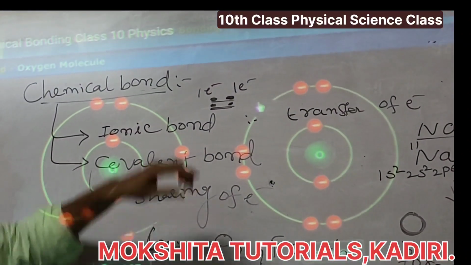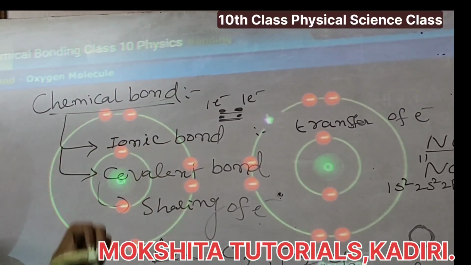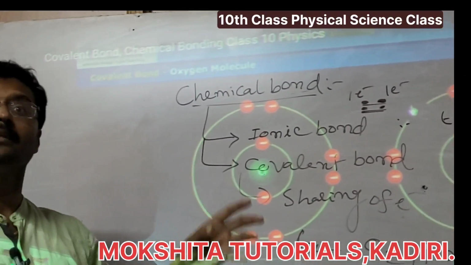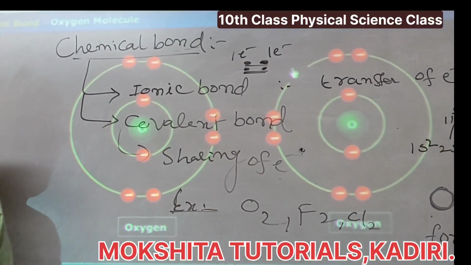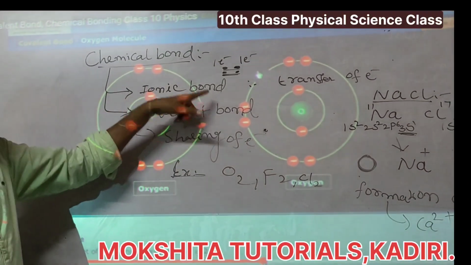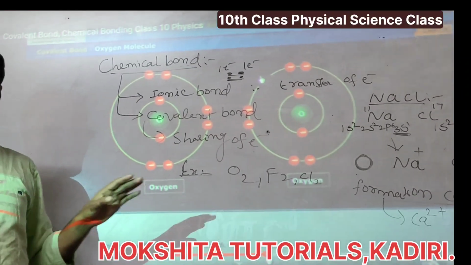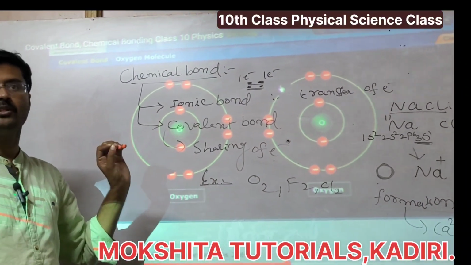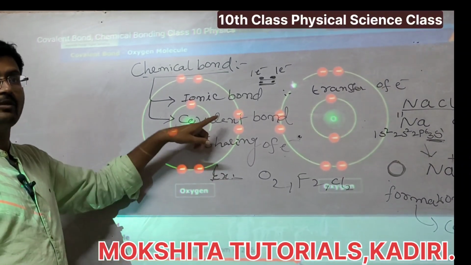Now these 2 electron pairs are equally shared by the 2 atoms. So that is why this is called, what type of bond is it? Covalent bond. So covalent bond is formed due to sharing of electrons, and we already discussed that.